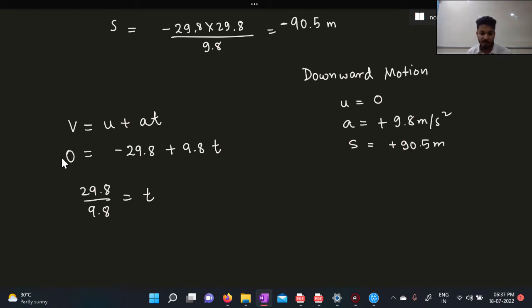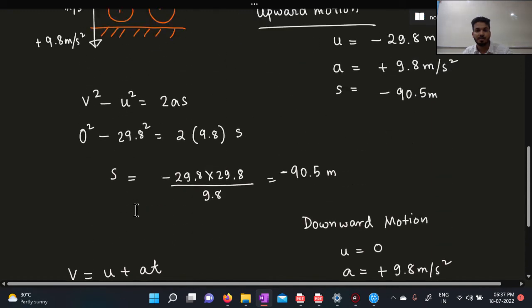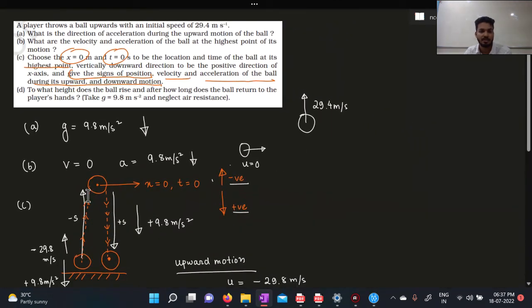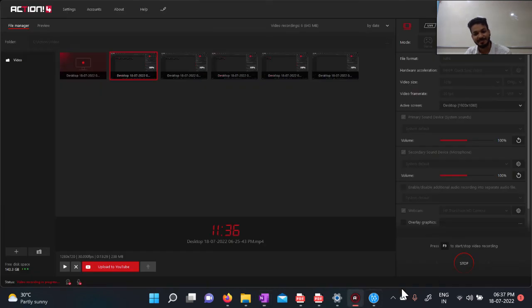So I am doing 29.8 divided by 9.8, which means the time taken going upwards is close to 3 seconds. So going up and going down, the time taken will be 3 seconds. This is how you solve all the parts of this question. If you have any doubts, put it in the comments.